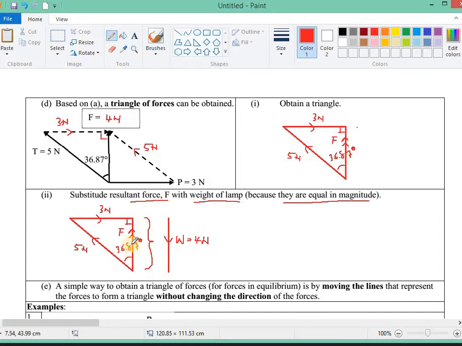Because the resultant force of 3 Newton and 5 Newton is 4 Newton, let's say this length is 4 centimeter. And the weight is also 4 Newton. So the length of the line that represents weight is also 4 centimeter. So we can replace this resultant force with the weight of the lamp. Then we get a triangle.